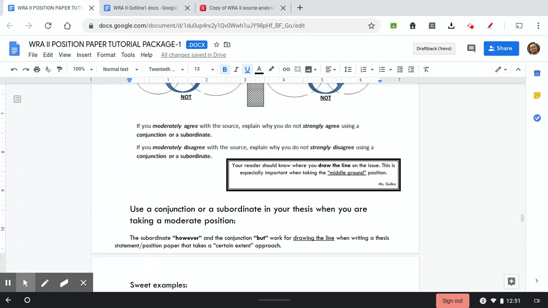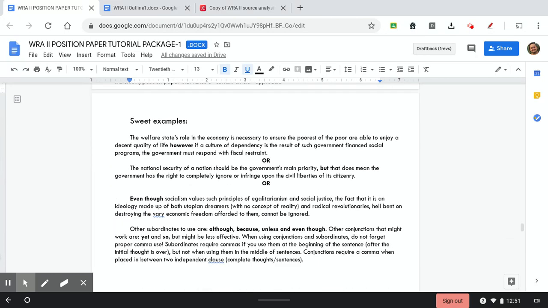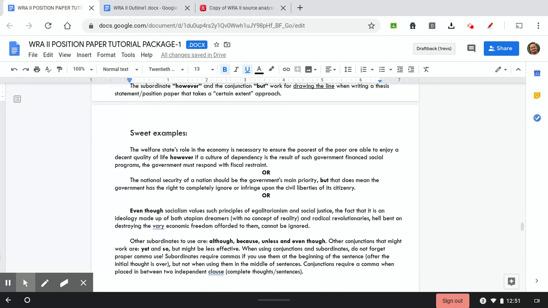So use a conjunction or a subordinate in your thesis when you are taking a moderate position. The subordinate "however" and the conjunction "but" work for drawing the line when writing a thesis statement that takes a certain extent approach. Here are some examples of theses. So this should give you an idea of what a thesis looks like, even if you do not understand the subject material. The welfare state's role in the economy is necessary to ensure the poorest of the poor are able to enjoy a decent quality of life.